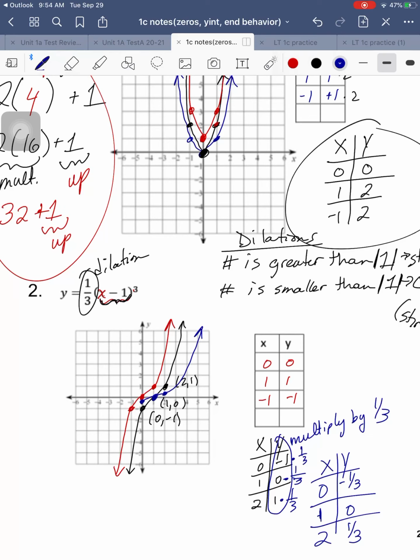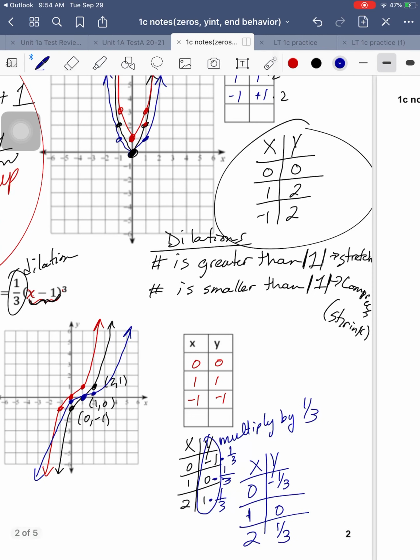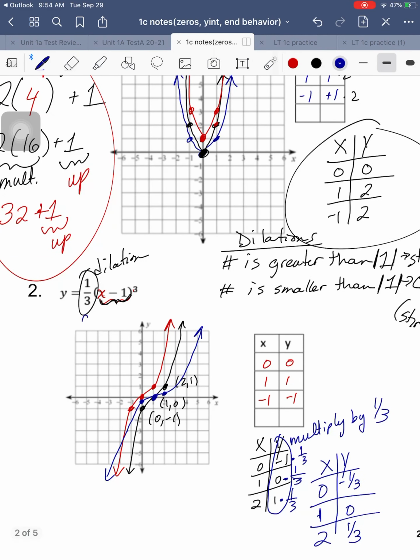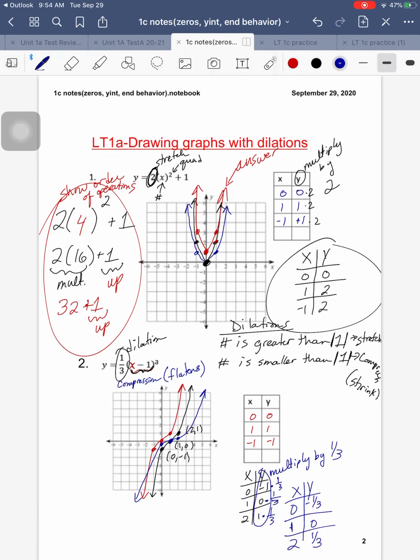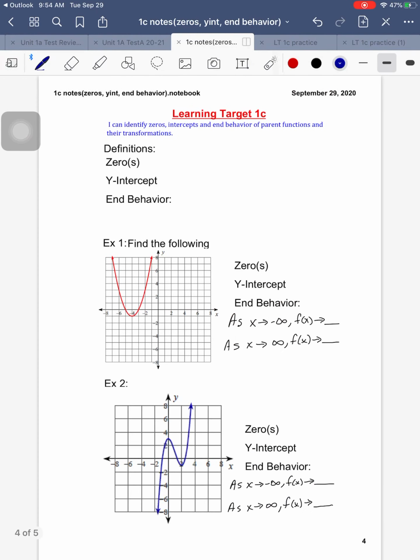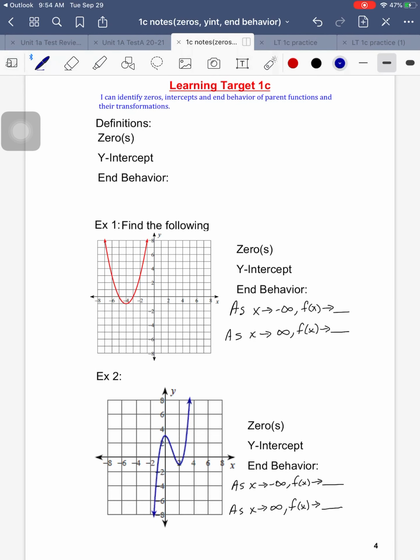These points are never exact, but this is a good estimate. So if you see, the graph kind of flattens out a little bit more. So this is a compression. It flattens, it compresses. All right, so that's dilations.